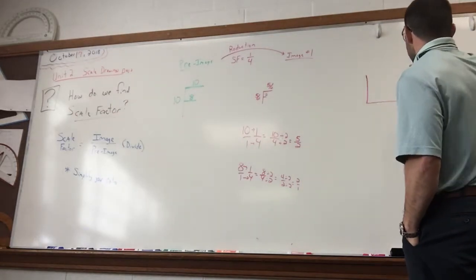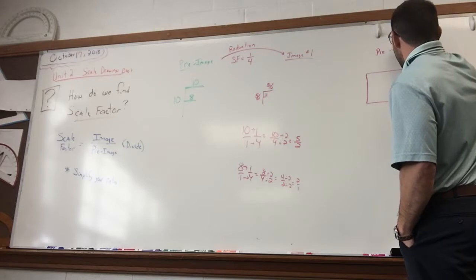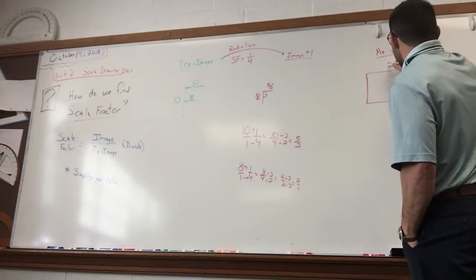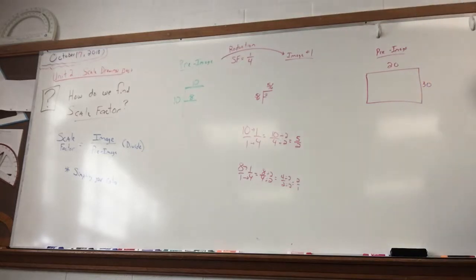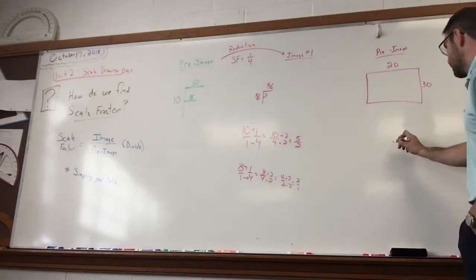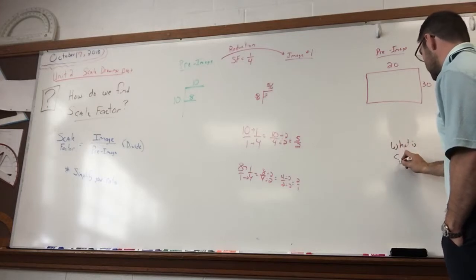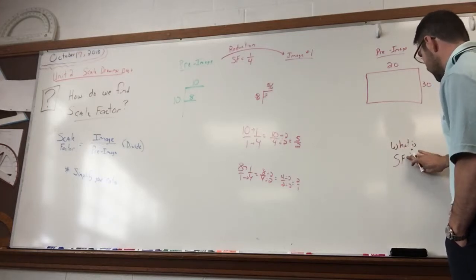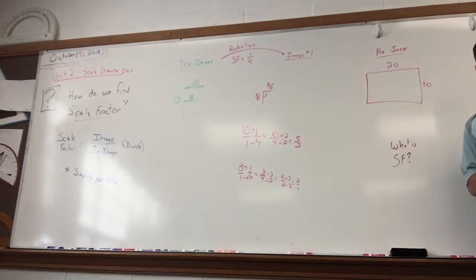So here is my starting. I have this pre-image, which is going to be 20 and 30. Here's my image. And I've got 8 and 12. The question is, what is the scale factor? I don't know what that is. That's supposed to be an equal sign. There you go. The question mark. So how are we going to find the scale factor? Again, it's image divided by pre-image.